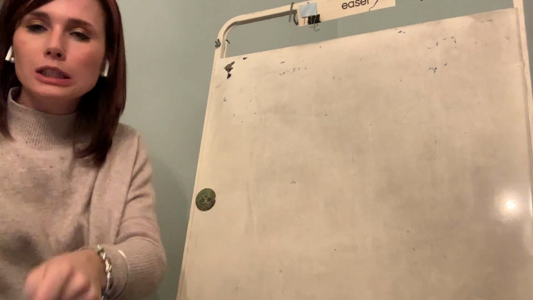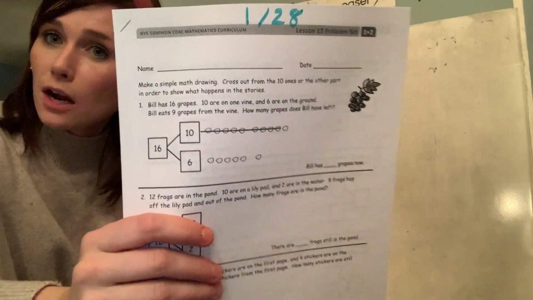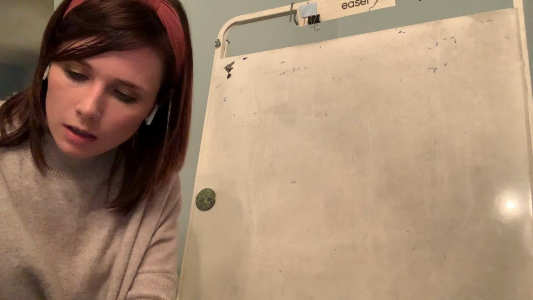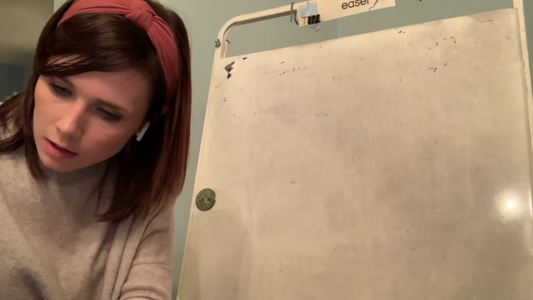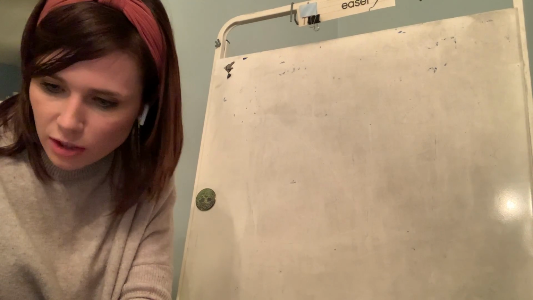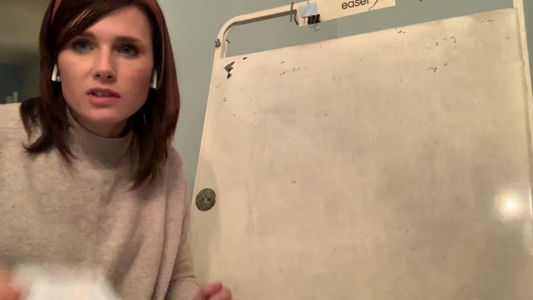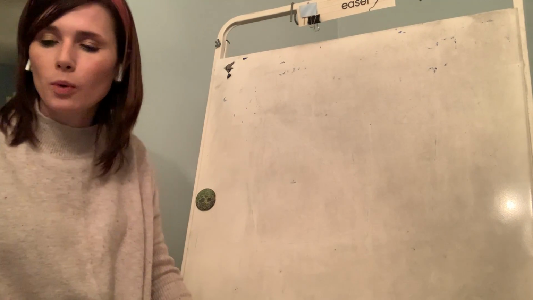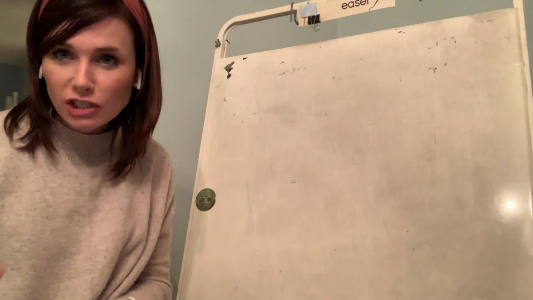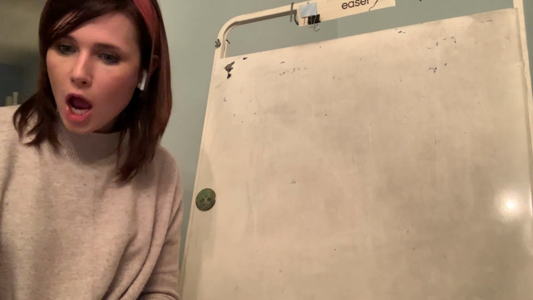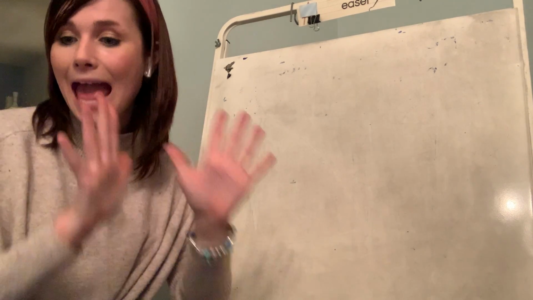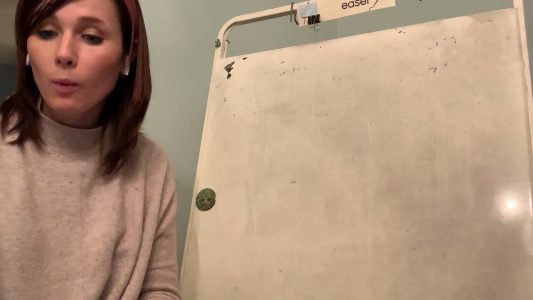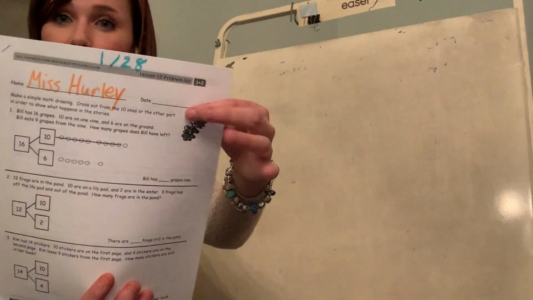Okay, look at number 1. They already did the, oh, don't forget your name. Very important, name. You should be using a pencil. I used a marker so you can see it a little better, but you need to put your name up top. Very important. All right, directions. They say, make a simple math drawing. Cross out from the 10 ones or the other part in order to show what happens in the stories. And that was just the directions right up top.